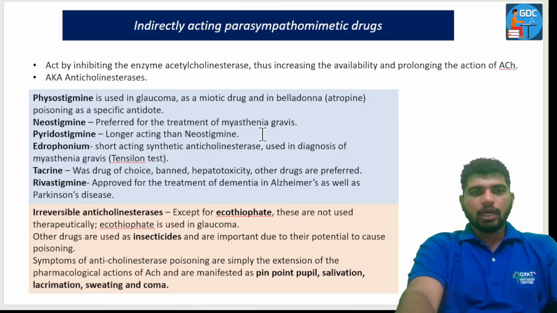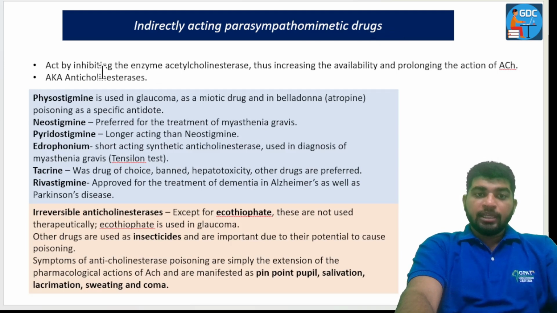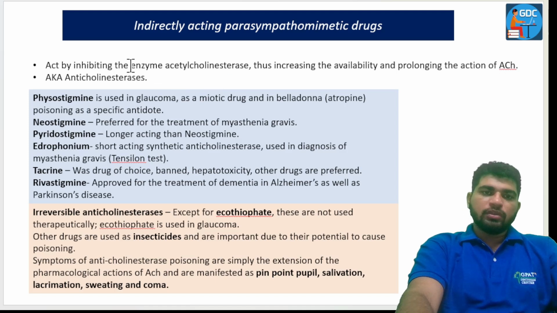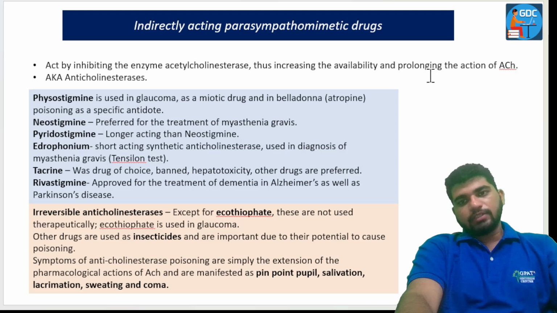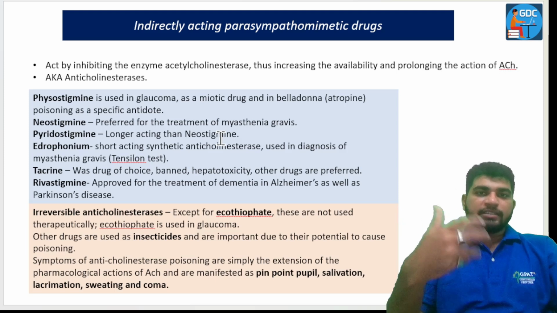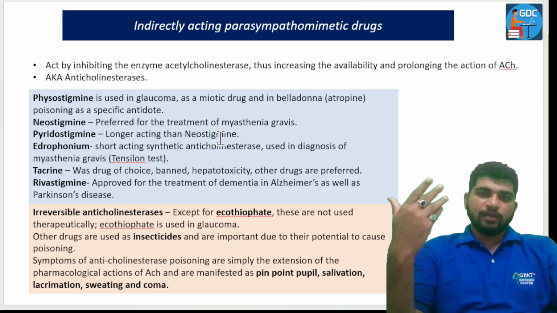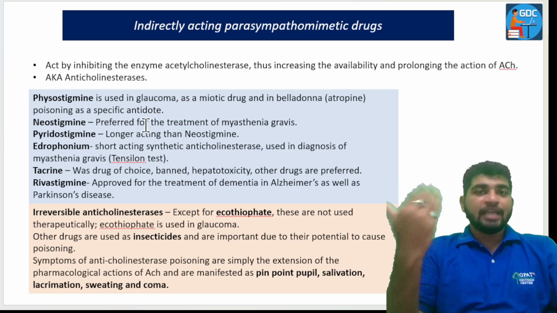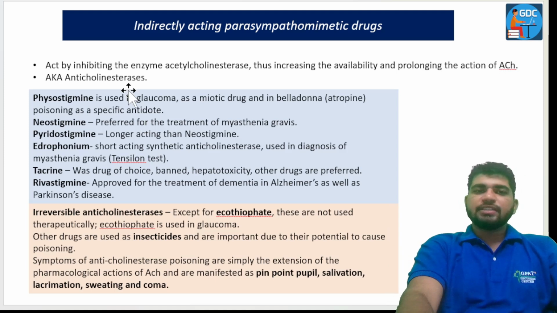Now, the indirectly acting parasympathomimetic drugs. These act by inhibiting the enzyme acetylcholinesterase, as I have told you before, thus increasing the availability and prolonging the action of acetylcholine. Whenever acetylcholinesterase gets inhibited, the duration of action and the availability of acetylcholine increase. So these are also known as anticholinesterases. These types of drugs which act indirectly are also known as anticholinesterase drugs.